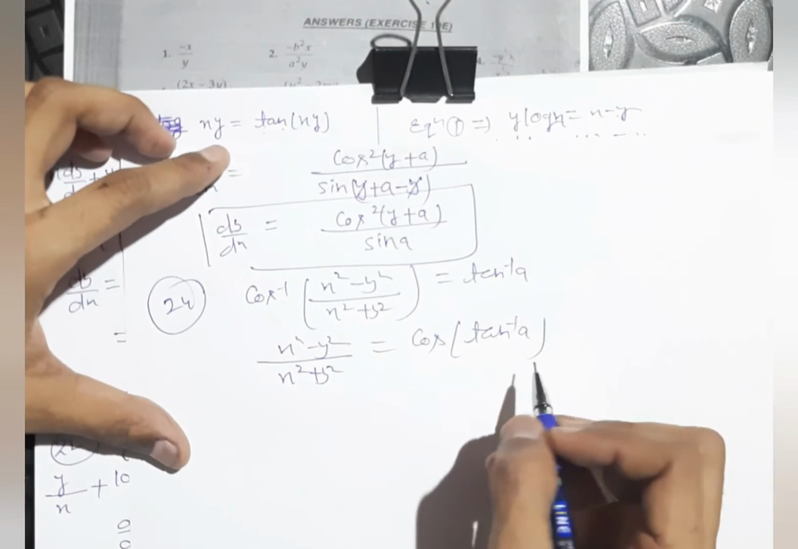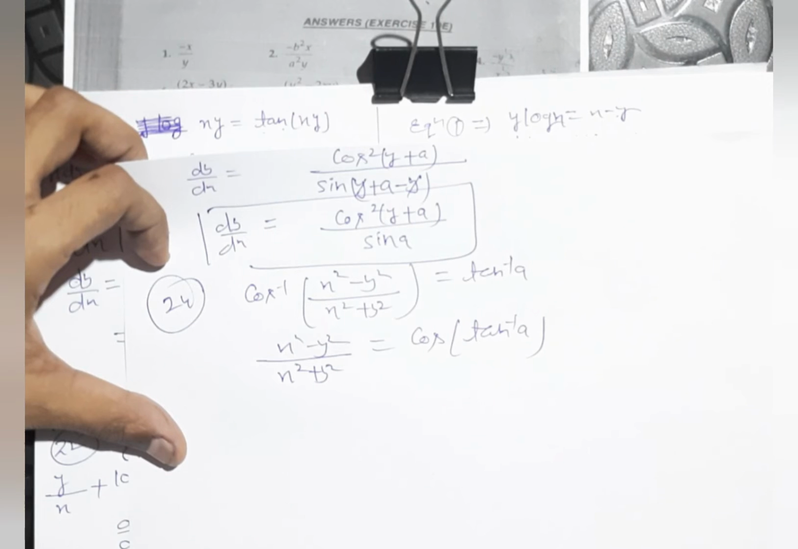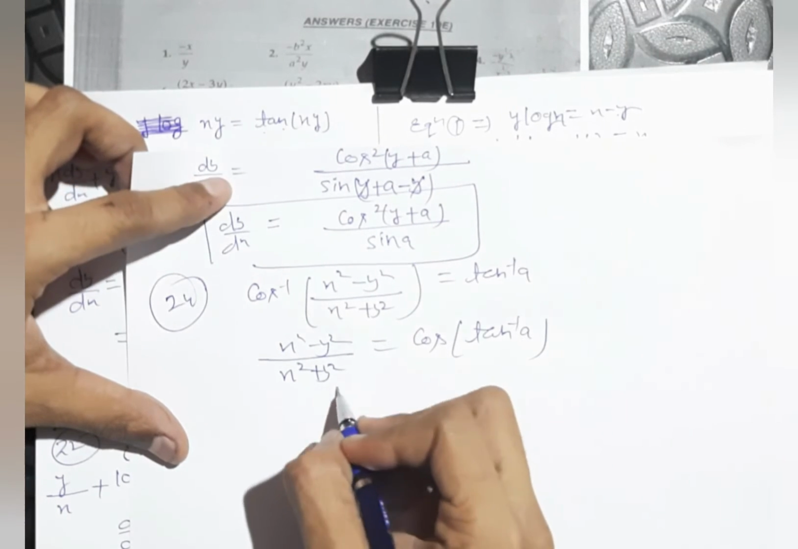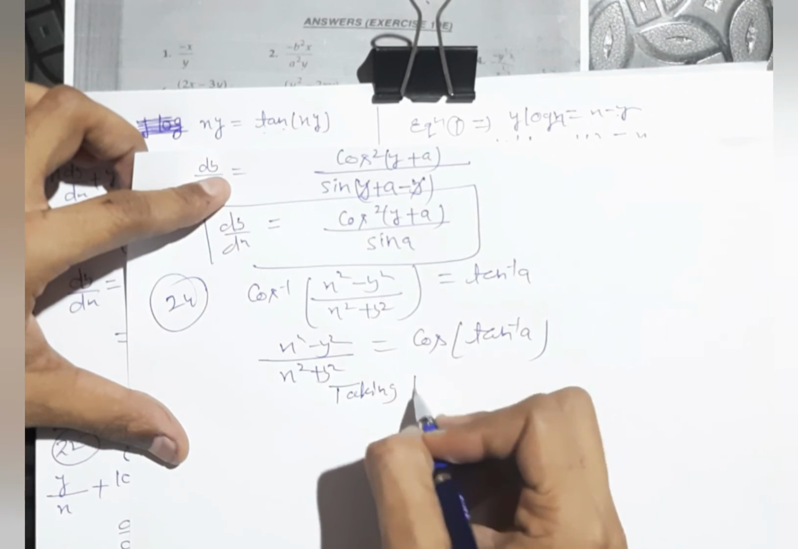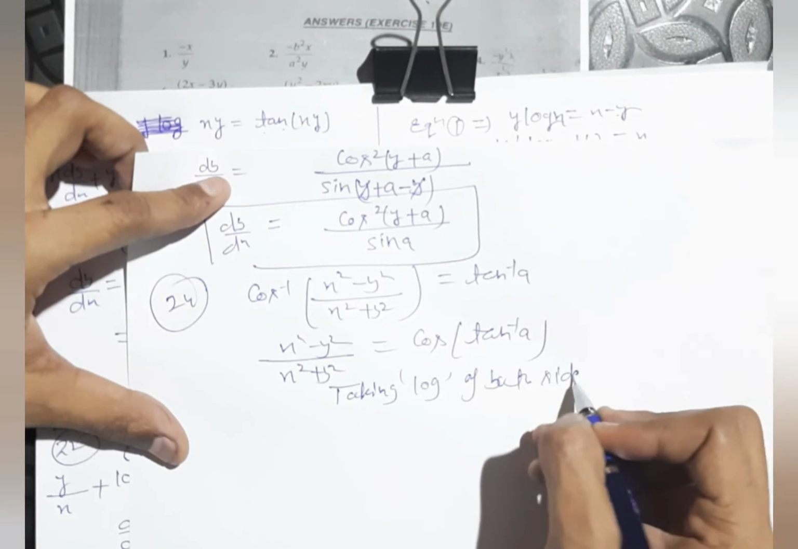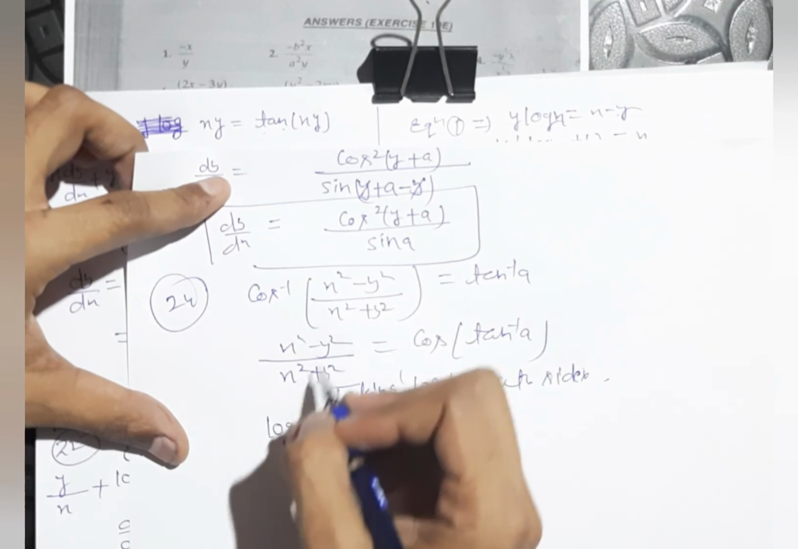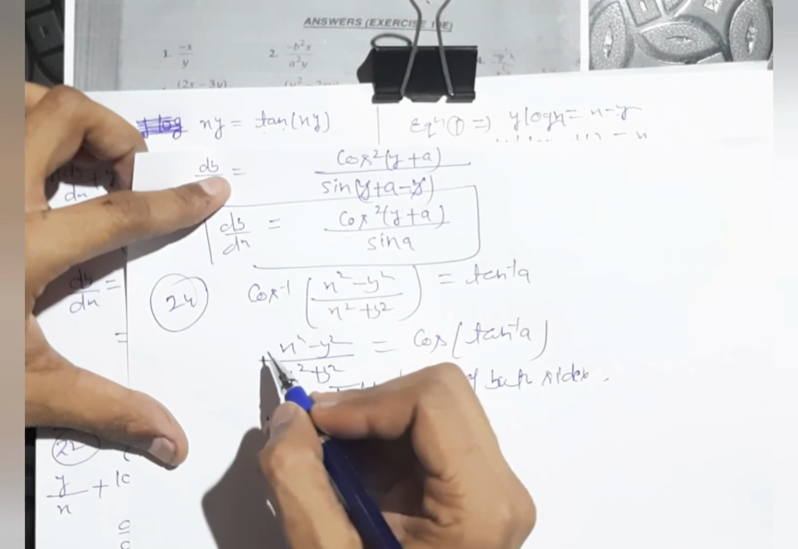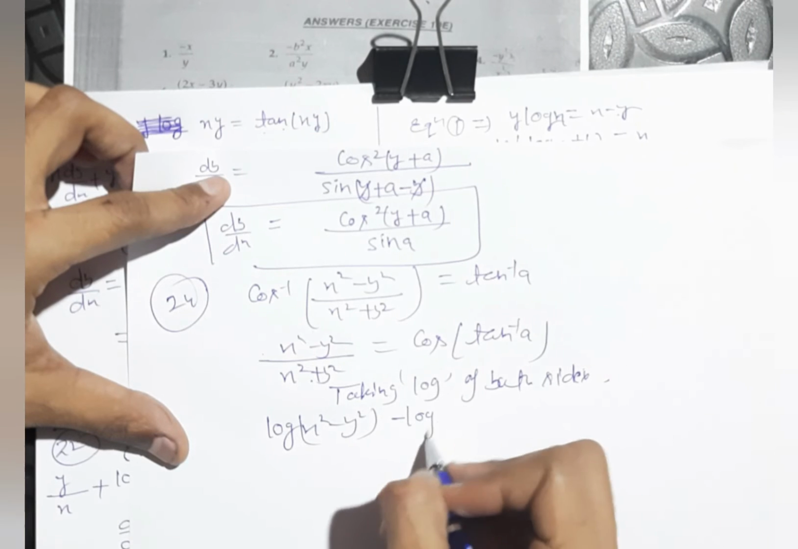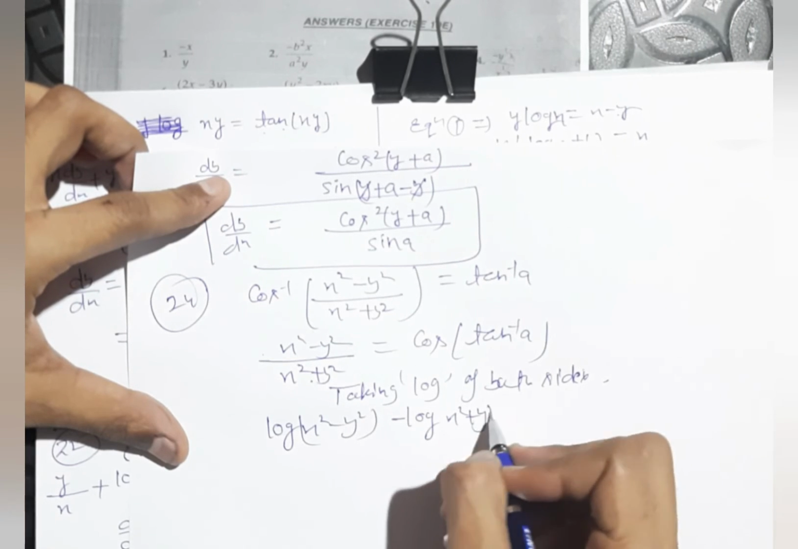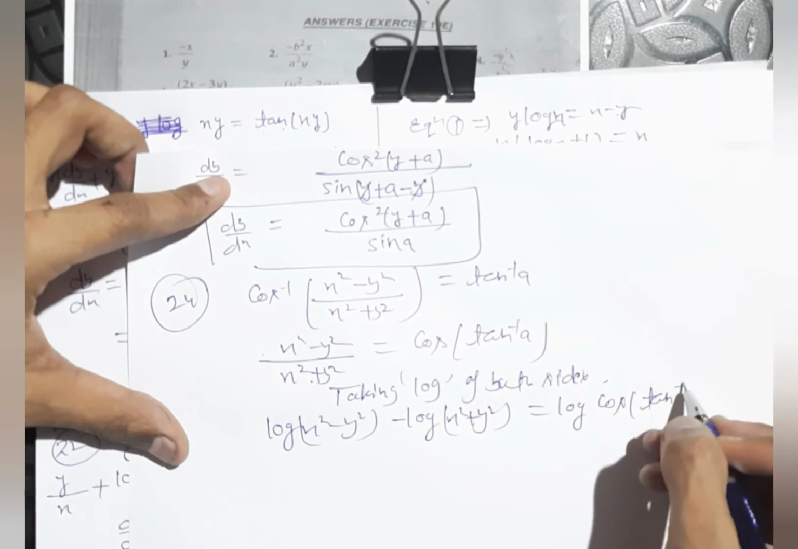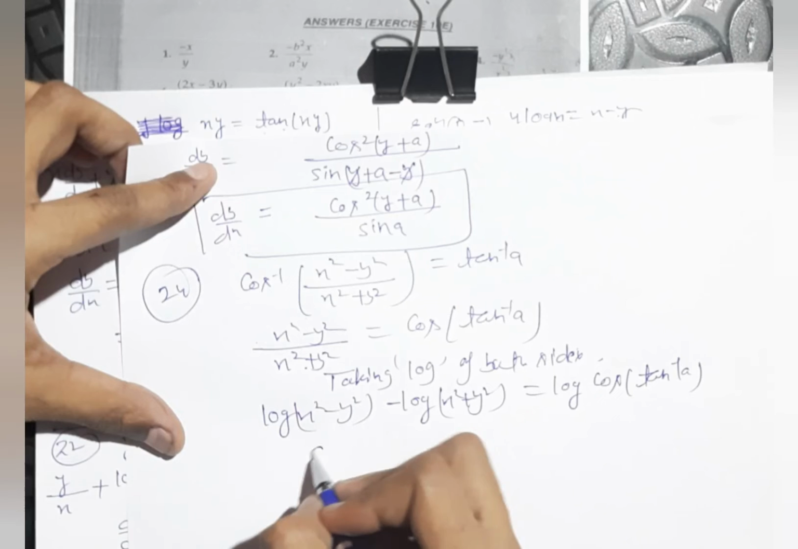Okay, now in order to solve this question, for convenience I can take the logarithm of both sides. So I am taking log of both sides and I get log of this equals log of this, and since this is log m over n, it can be written as log m minus log n equals log cos tan inverse a. Now let's differentiate this equation.